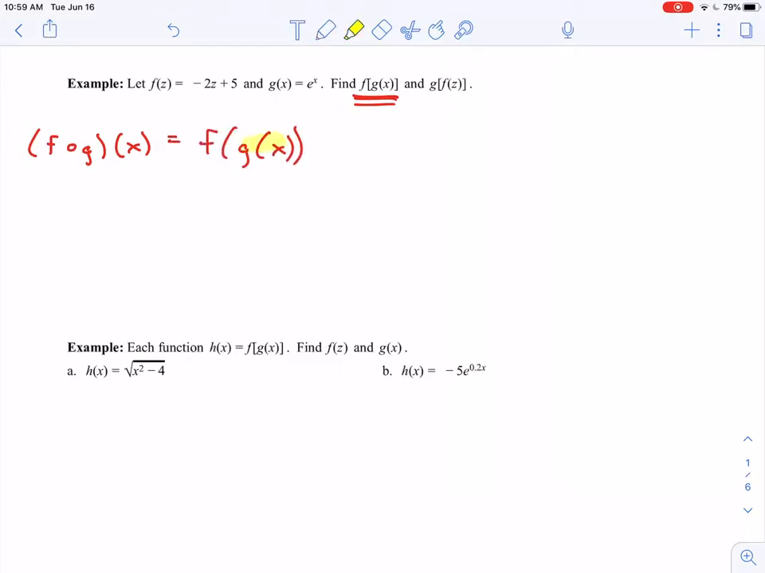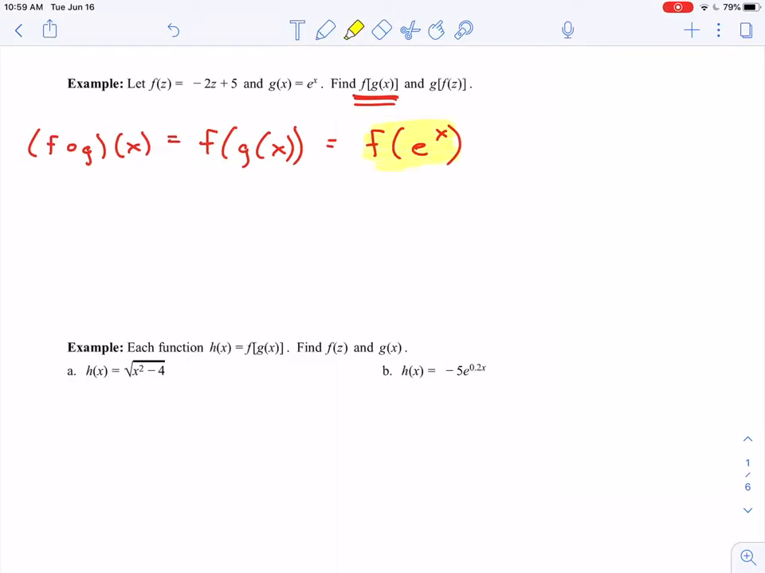So what this really means is you're going to take g of x, that inside function, and plug it into the outside function f of x. So what's g of x? Well, g of x is e to the x. So this really says f of e to the x.